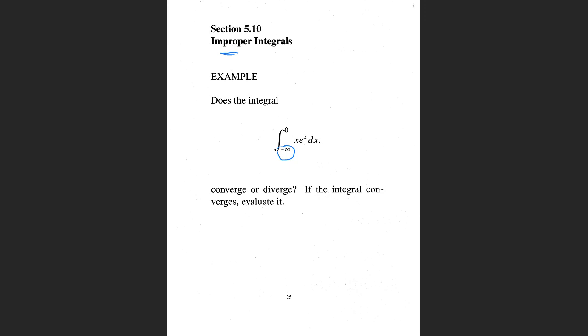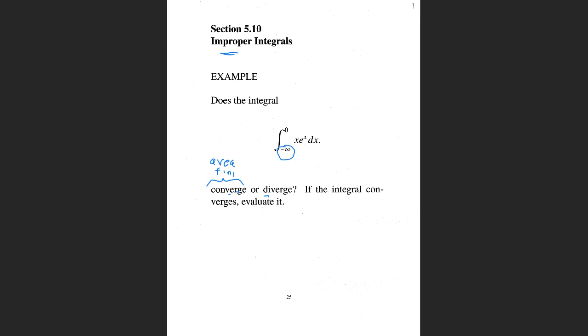All the integrals you've seen up to now, the definite integrals, had finite limits on the bottom and the top. The left limit was finite, the right limit was a finite number. Now you have this negative infinity. So what we want to know is if the integral converges or diverges. Converges means the area is finite.